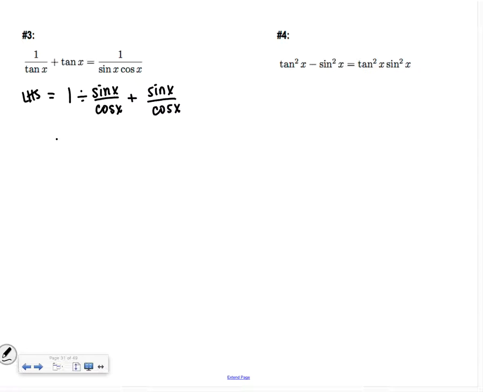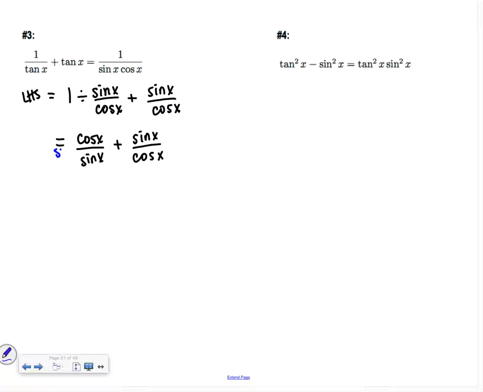And what you'll see is that when you multiply by the reciprocal, you end up getting cosine of x over sine of x, which, like I said, is the same as cotangent. And we don't have common denominators. Okay, so this happens a lot where we have two fractions and we need to somehow combine them. If you notice in our right-hand side, we have one fraction. So we definitely have to take these two fractions and combine them somehow.